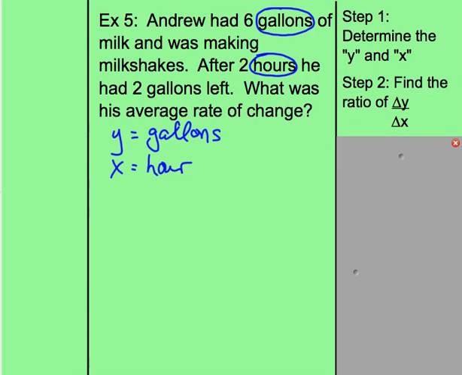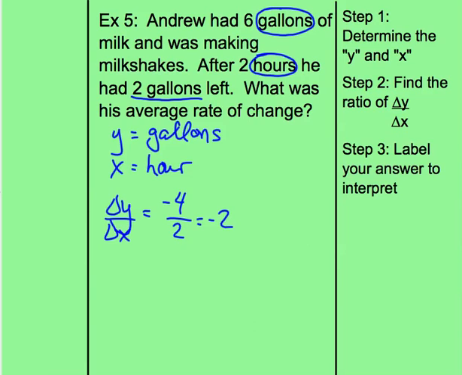So we find the ratio, the change in our y, the change in gallons. He started with 6 and went down to 2, so that is a negative 4 gallons. And then for x, the time was increasing, 2 hours. So we get a rate of negative 2. Then we have to label our answer. So again, we talked about gallons per hour.